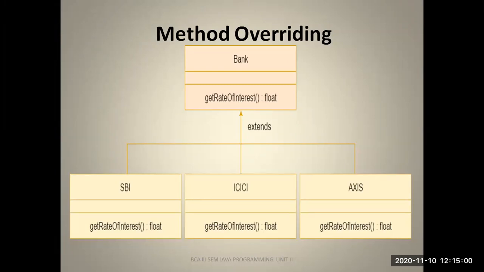Return types are also the same. The types of the variables are also the same. But the definition of the method, here rateOfInterest, will be different as part of SBI, ICICI, and Axis. So whenever you go for a loan, the rate of interest will be different when compared across the three banks. So this is a method overriding example.